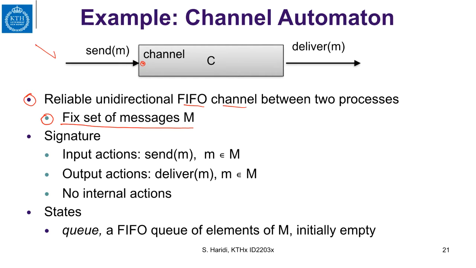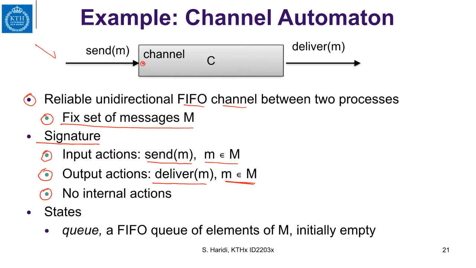This is called M, and it has a signature. The signature for input actions is the set of all send(m), where m is an element of capital M, the set of all messages, and the set of output actions is deliver(m), where m again is an element of the set of all messages, and it has no internal actions. So this is the signature of the channel automaton.